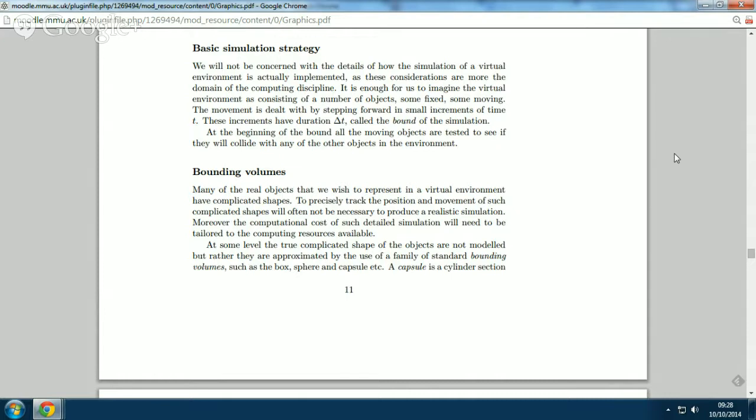But what it's going to do is that at the beginning of each time step, so after it's finished rendering one step of the simulation, at the beginning of generating the next frame, it tests all the moving objects in the environment and detects any collisions that are going to happen within the time delta t. Okay, so at the beginning of each bound, all the moving objects are tested to see if they will collide with any other objects in the environment within that current bound. And if it detects that some objects are going to intersect or collide, then it has to deal with them by either simulating an explosion or whatever, or simulating some kind of real physical interaction between the objects.